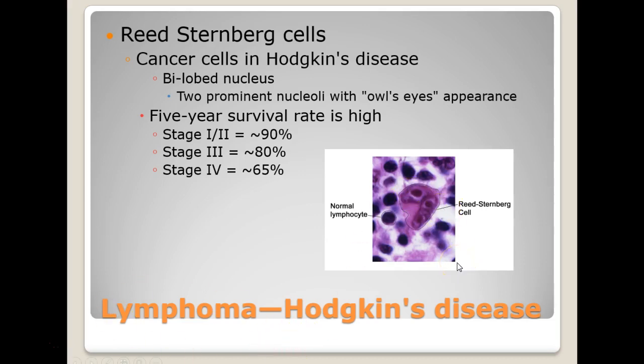The 5-year survival rate is very high. If you find it in stage 1 or 2, 90%. Stage 3 is 80%. Stage 4 is 65%. So this is another cancer, kind of like ALL, that is pretty treatable too. That wouldn't be the worst one to get if you had to choose one.